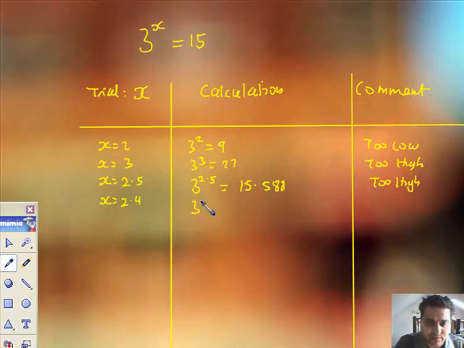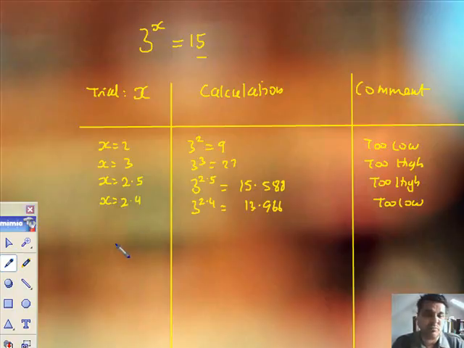So I've got 3 to the power of 2.4, and I didn't actually do this one. I'm going to do it now anyway. 3 to the power of 2.4 gives me 13.966, and that'll do. So that's obviously too low. Now I knew it was going to be too low because that is so close to the target of 15. So what I actually did do was go from 2.5 down to 2.49. That's exactly what I'm going to do because I can see that's really close as a final answer.